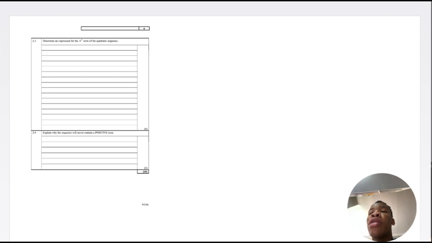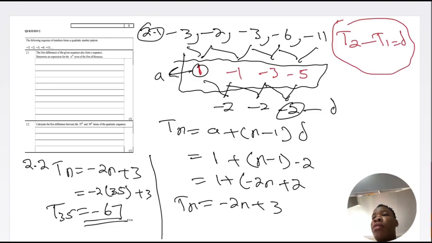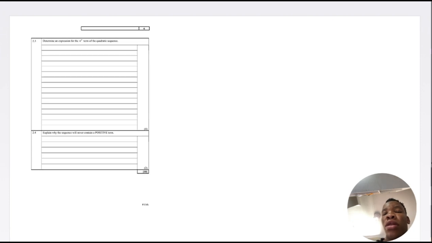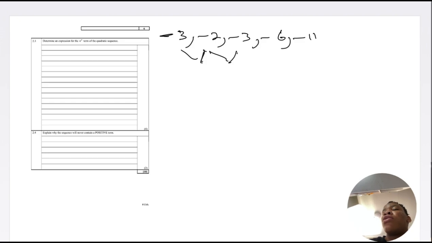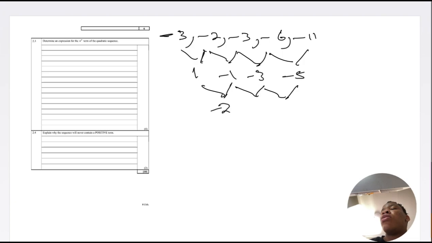The next question says determine the expression of the nth term of the quadratic sequence. So already we have, okay, let's just look at them. Let's write it here. We have negative 3, negative 2, negative 3, negative 6, negative 11. And then we found our first difference to be 1, negative 1, negative 3, negative 5. Then the common difference to be negative 2, negative 2, negative 2.